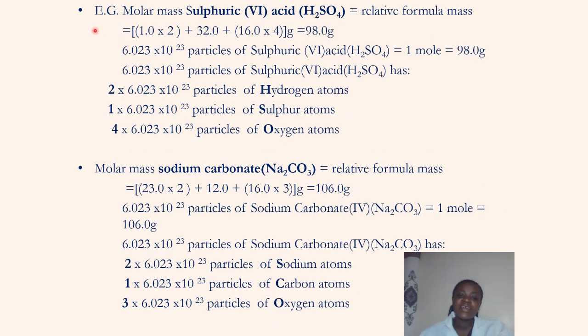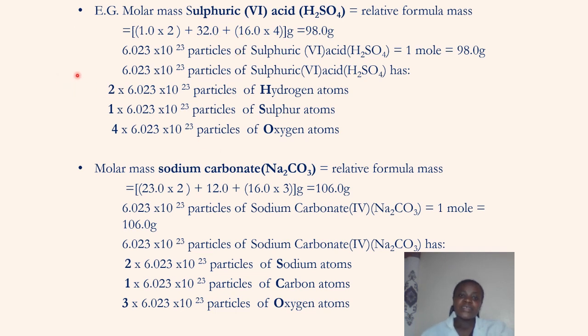Then we have another example, sulfuric acid. The formula is 2 hydrogens and SO4. For the relative formula mass, we get the sum of the atomic masses of 2 hydrogen, 1 sulfur, which is 32, and 4 oxygen atoms. When we add all this, we get 98.0 grams.